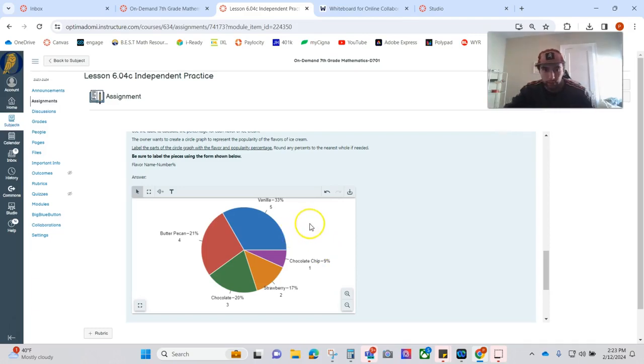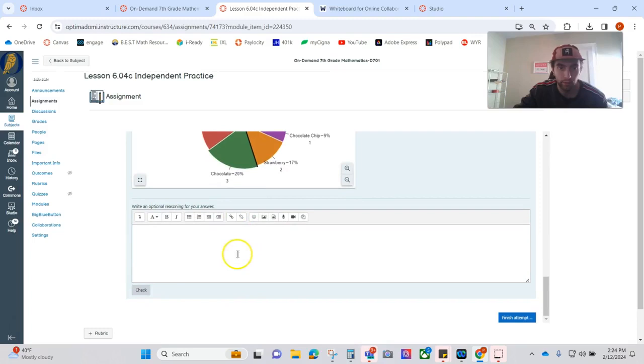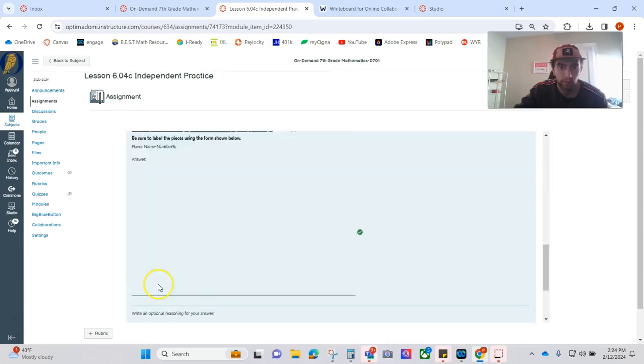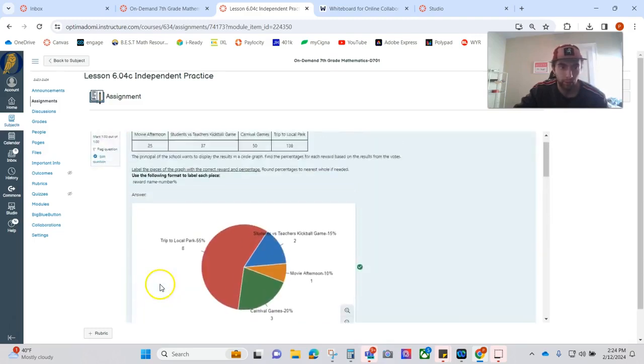The spelling has to be exactly the same, capitals in all the right spot. If it's two words for the flavor name, there has to be a space in between them, but no space between the hyphen and the percent. Have to have the percent symbol. And 1 out of 1 points.